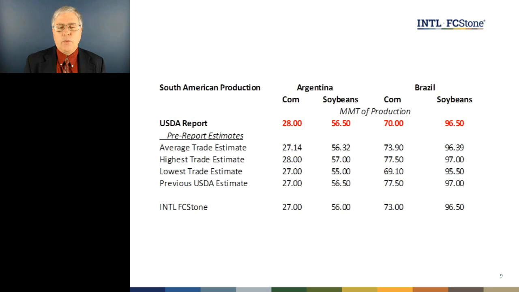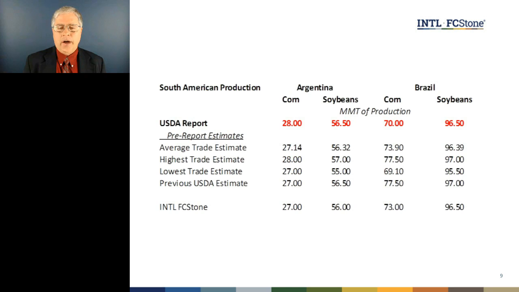Argentine corn crop at 28 million, bigger than anticipated, closer to last year's crop. Soybeans at 56.5 million metric tons. Not too much surprise, a little bit bigger than expected, but not too big a surprise there. Brazil, let's start with soybeans, came in right as I expected, just a tad over what the trade is expecting, a little bit smaller than last month.